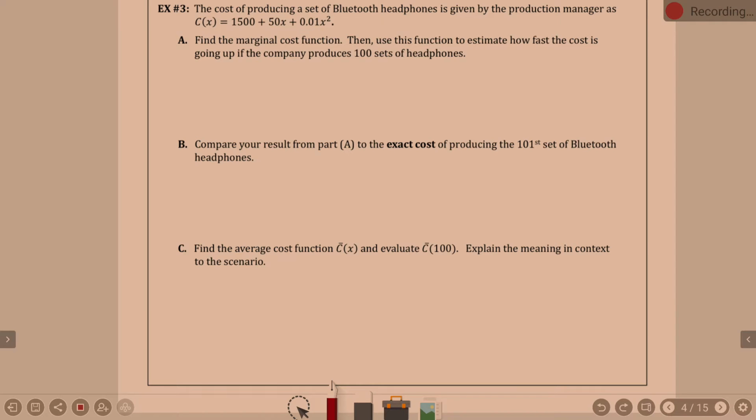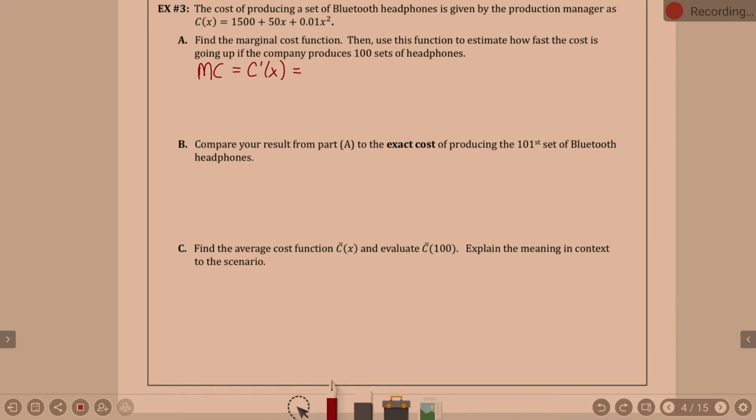The cost of producing a set of Bluetooth headphones is given by the production manager as C of X. Find the marginal cost function, then use this function to estimate how fast the cost is going up if the company produces 100 sets of headphones. So, how do I find the marginal cost function? Derivative, right? So one of the things we learned yesterday, MC is going to be C prime of X.